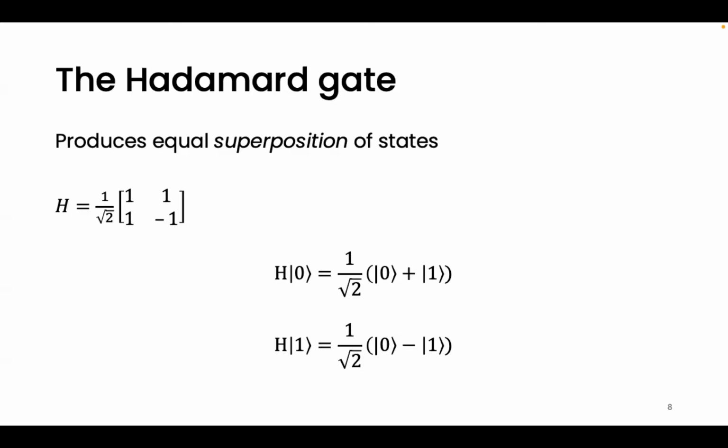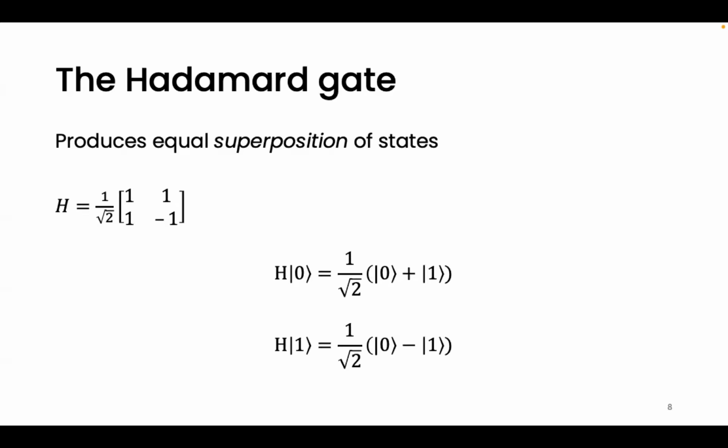And then if you look at the action of Hadamard on the ket 1 state, once again, we're going to get the same probabilities. It's just that one of these coefficients has a negative sign in front of it. So we have 1 over square root of 2 minus 1 over square root of 2.